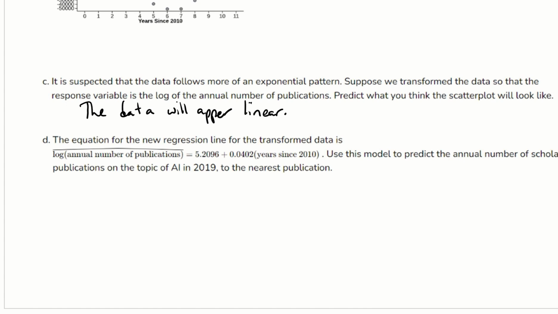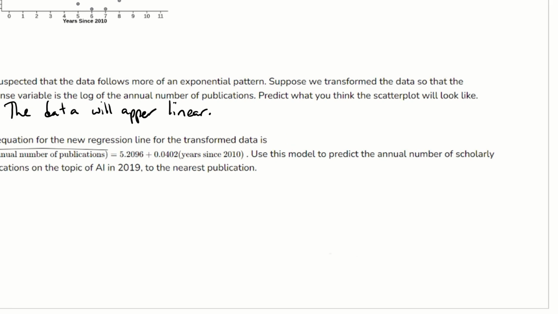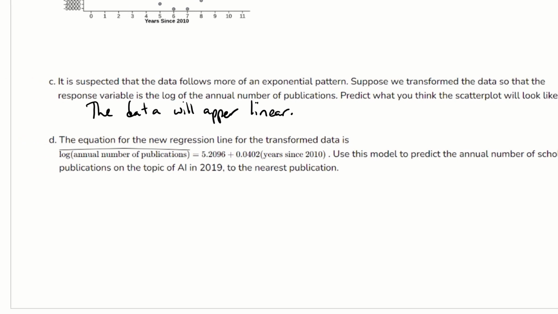All right, so now for part D, it says the equation for the new regression line for the transformed data is given. So log of y equals that. Use this model to predict the annual number of scholarly publications on the topic of AI in 2019 to the nearest publication. Remember, this is years since 2010, so x is 9. 9 years since 2010.